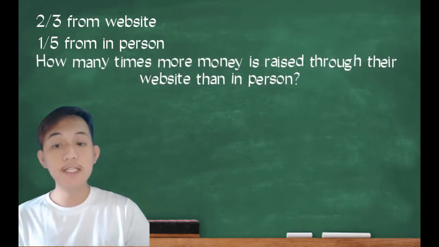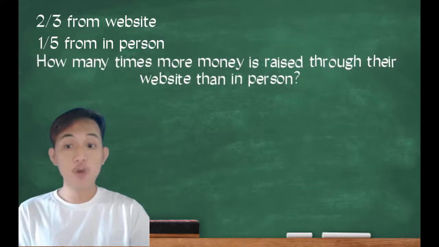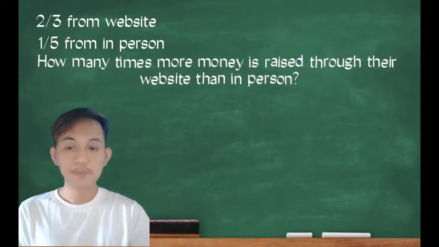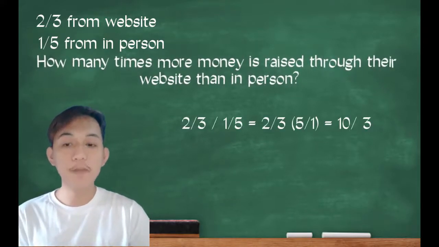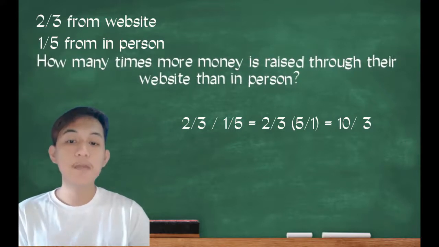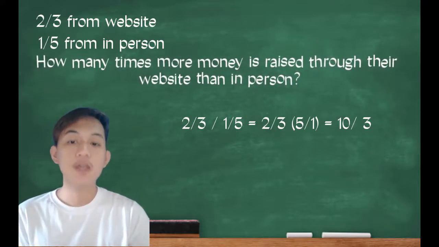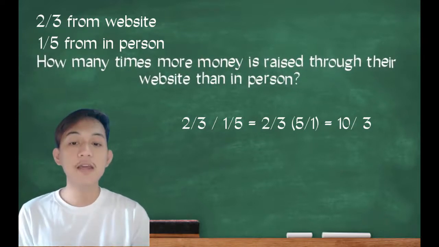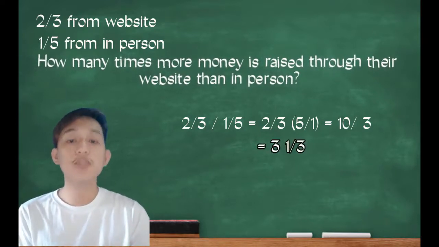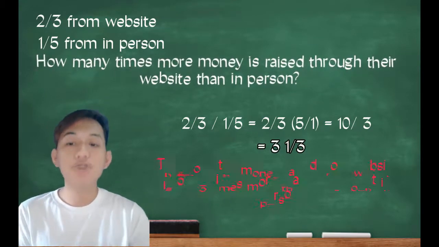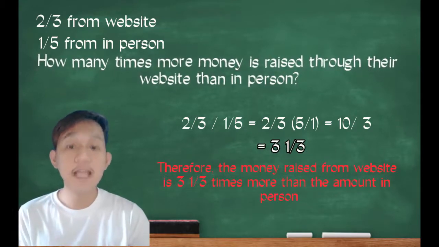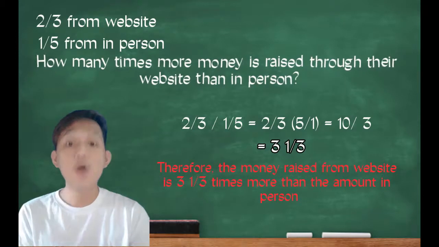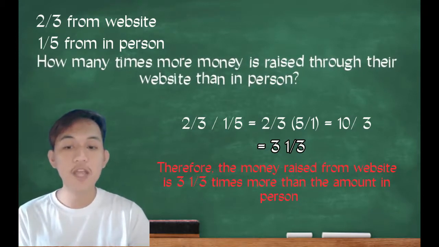So because we can easily get the answer, let's go back to the real given. 2/3 divided by 1/5 is equal to 2/3 multiplied by 5/1 is equal to 10/3. And we have to simplify 10/3. 10/3 is equal to 3 and 1/3. Therefore, the money raised from the website is 3 and 1/3 times more than the amount raised in person.